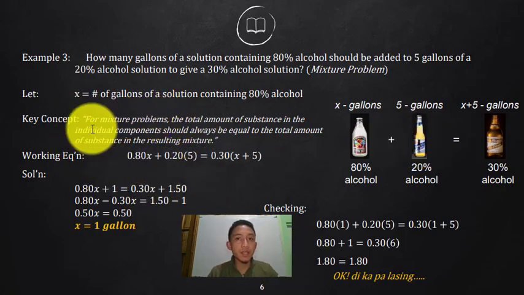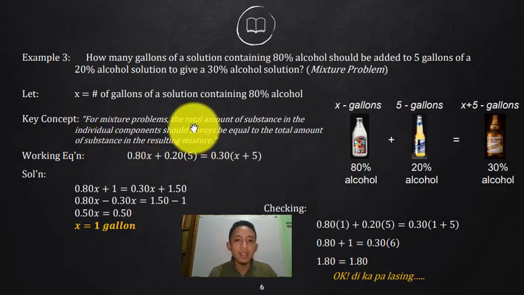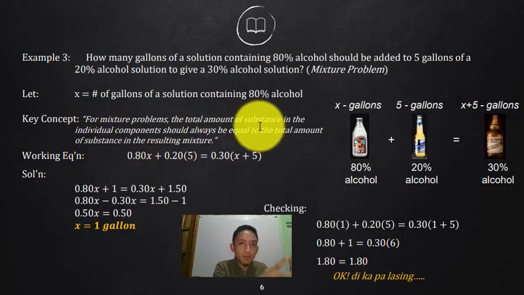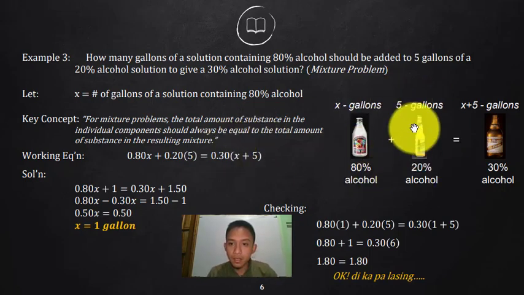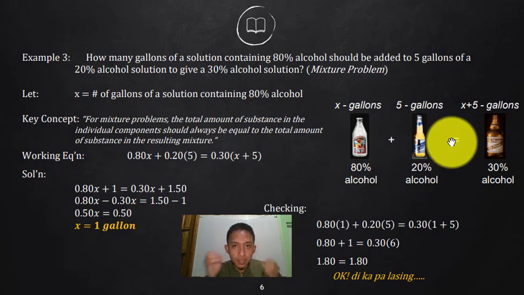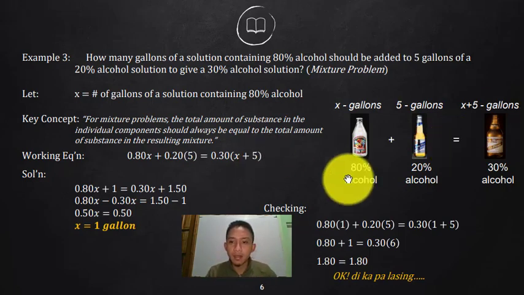Again, make use of your concept. The amount of substance in the components should be the same as in the mixture. So let's find the amount of substance here. That is what we will concentrate on to create the equation: the amount of alcohol in each component. It says there 80%.